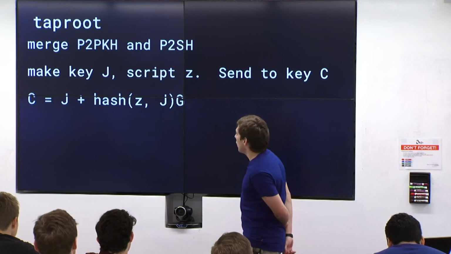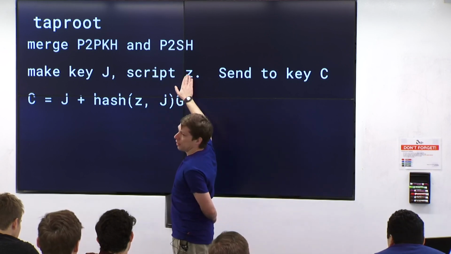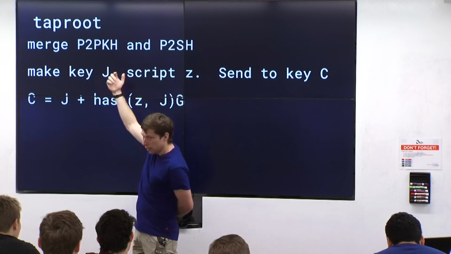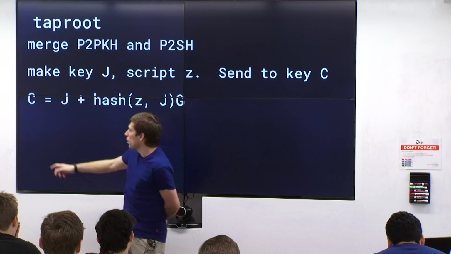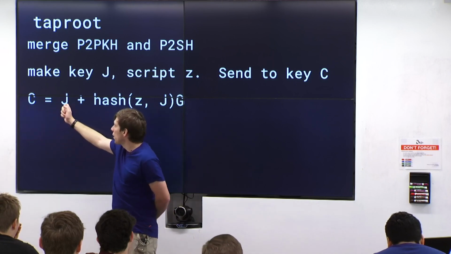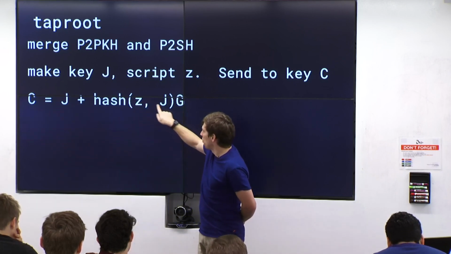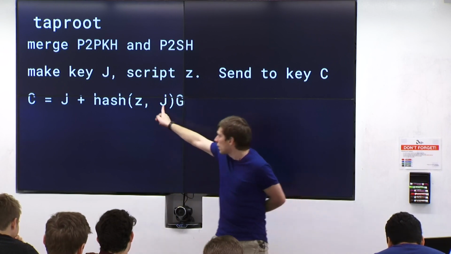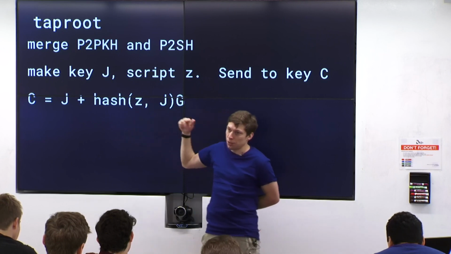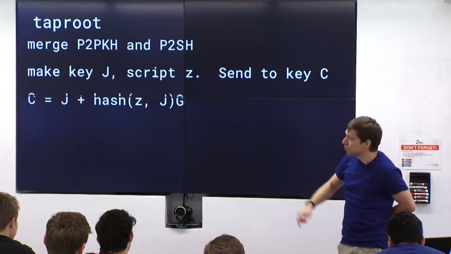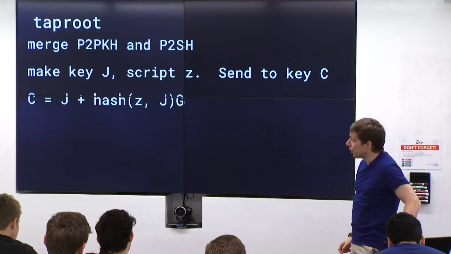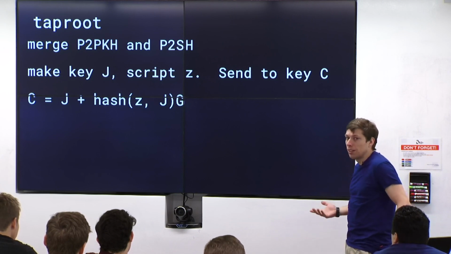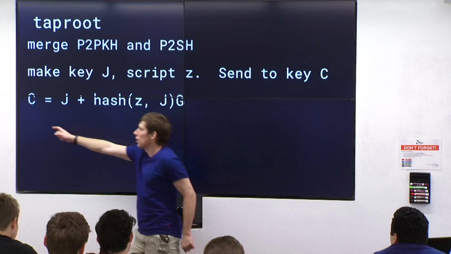And instead of sending either to the script Z in a pay to script hash construction, or to hash this key J and send to the pub key hash, you say, I'm going to compute key C, which is J plus the hash of my script concatenated with J, times G. So this is the same as the thing I just did with the OP_RETURN in 0 bytes, right? And then I send money to it.